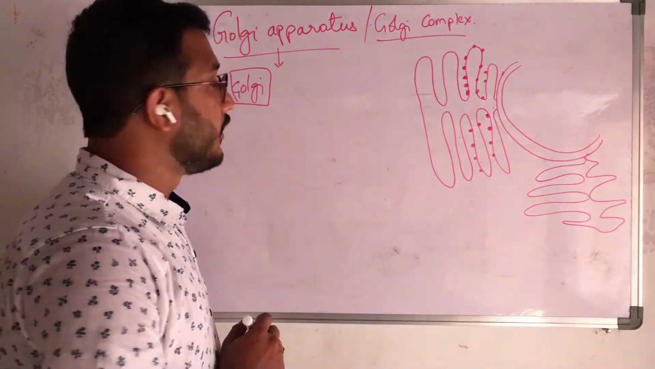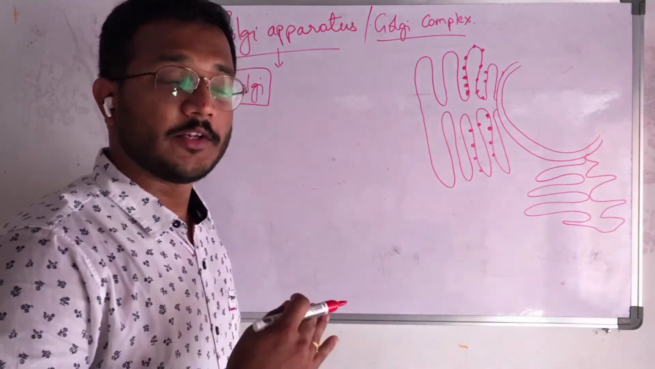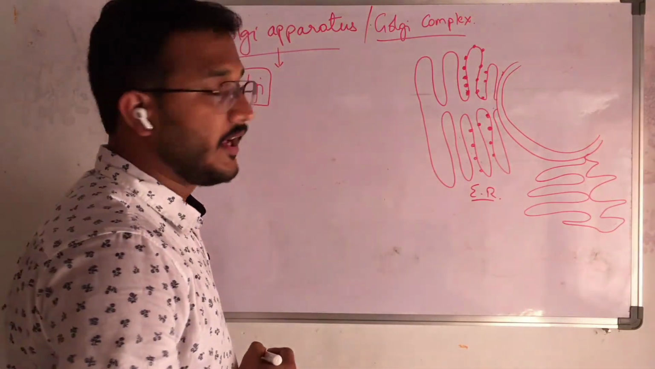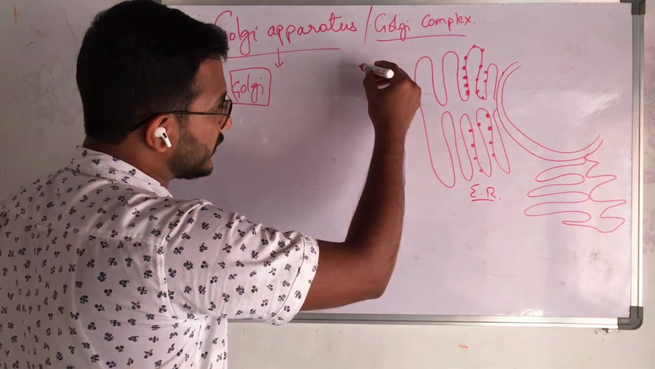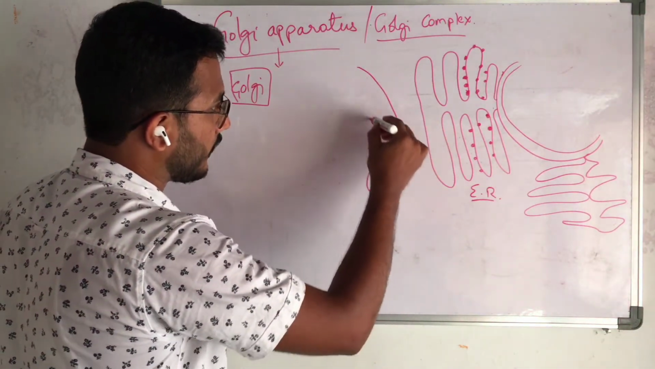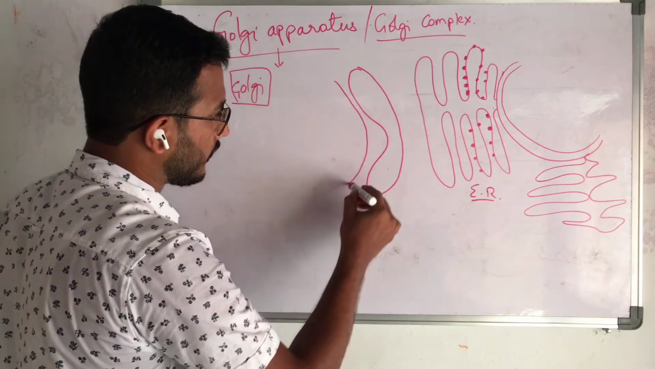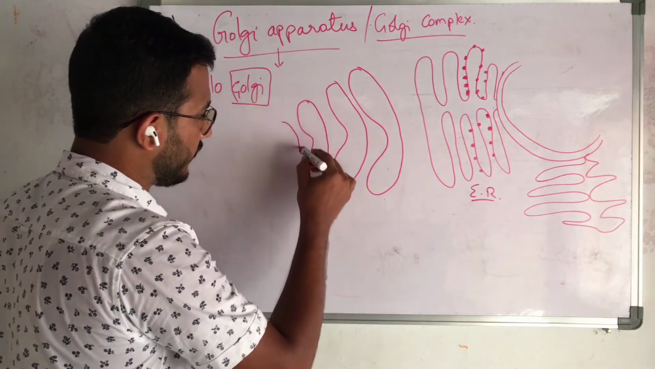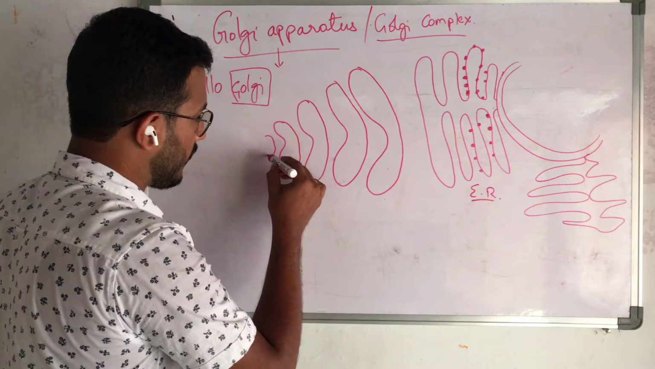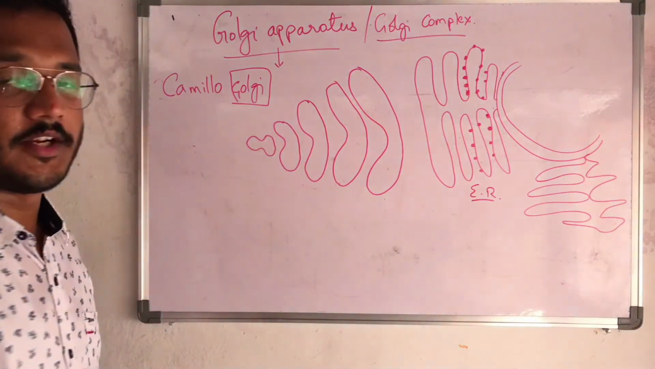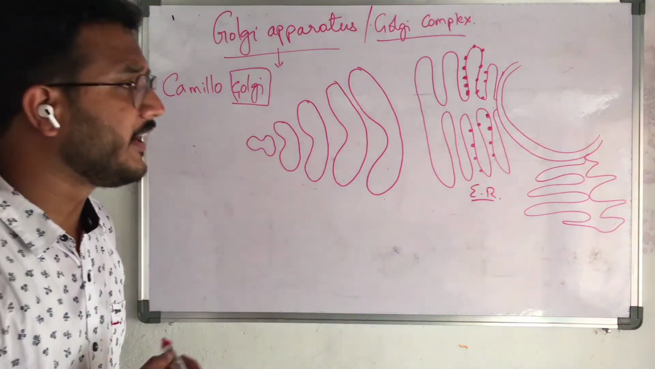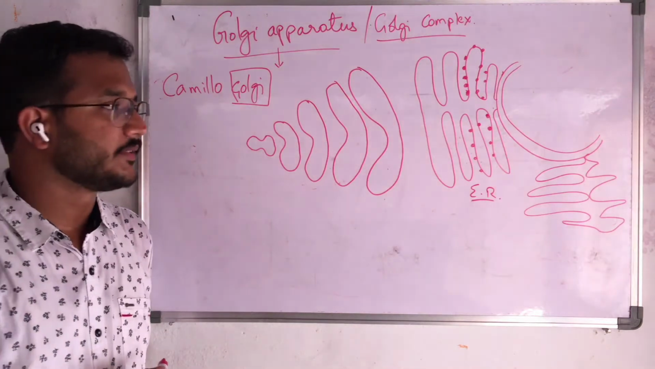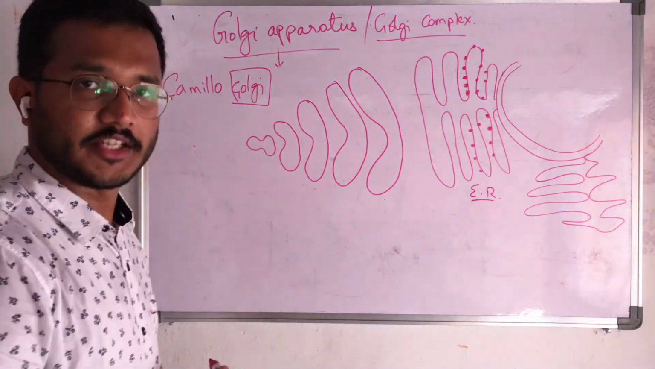One thing we have to remember: the Golgi apparatus always lies in close association with the endoplasmic reticulum. So what is the need for association between these two types of cell organelles? We will discuss that. First of all, we will see the structure.